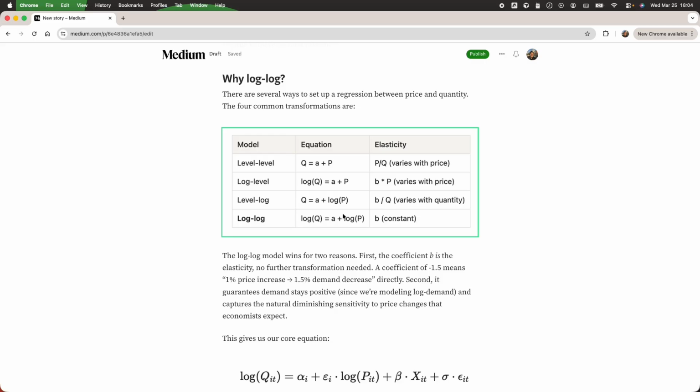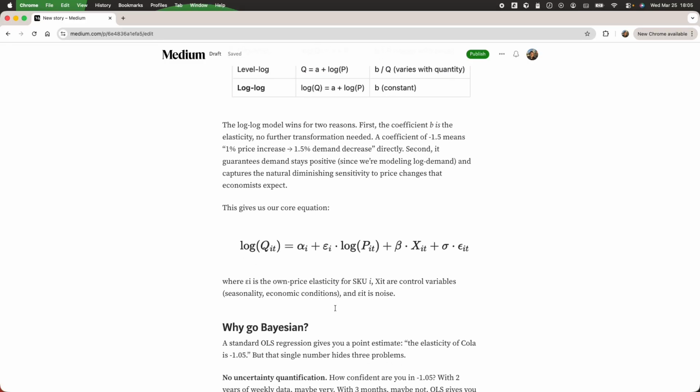That's good because the coefficient that you get, the beta, you can interpret as a real elasticity coefficient. So a coefficient of, let's say, minus 1.5 means that a 1% price increase will lead to a 1.5% demand decrease directly. It also guarantees that demand stays positive. You shouldn't have negative quantities, and it just captures this natural diminishing sensitivity. It just makes sense from an economic point of view.